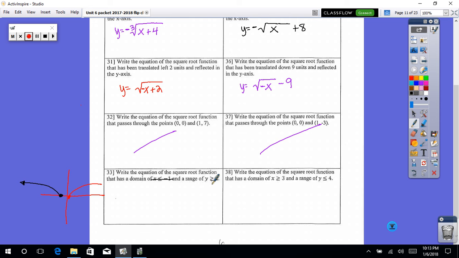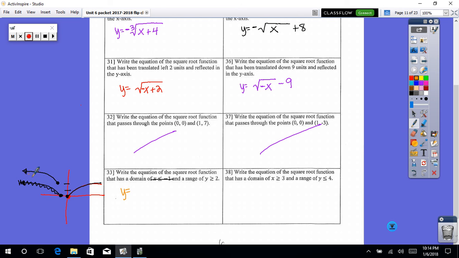And I want my range for all of my y's to be greater than 2. All of my y's greater than 2, so that means I then want to move the guy up 2 units. Okay, so the red one is my original at 0, 0. This one over here changed my domain, and this final one is the final product. Okay, so let's write that equation.